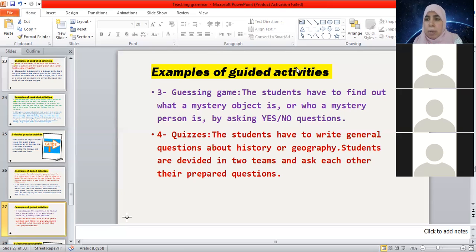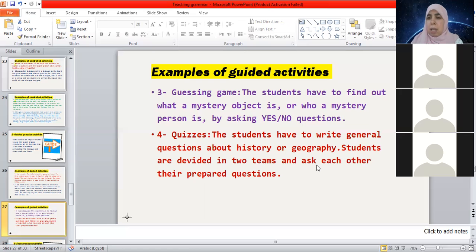For example, when I ask you, what's the longest river in the world? The other group will say, the longest river in the world is... Cairo is bigger than Aswan, for example. Cairo Tower is taller than... They built the Cairo Tower in... So they use the target grammar structure in asking and answering these questions, which are related to history and geography. So I think it will be fun.